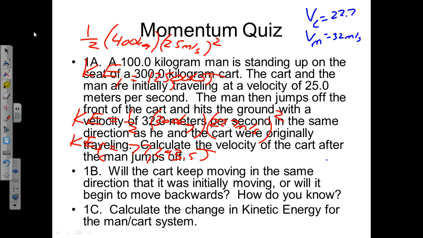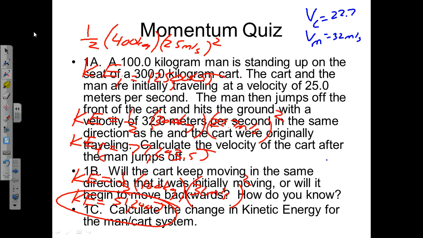All right, now let's calculate the kinetic energy of the man. 1/2. Mass of the guy is 100 times the velocity squared. He was going 32 meters per second. So 32 squared times 100 times 1/2. The kinetic energy of the guy at the end of the problem is 51,200 joules.